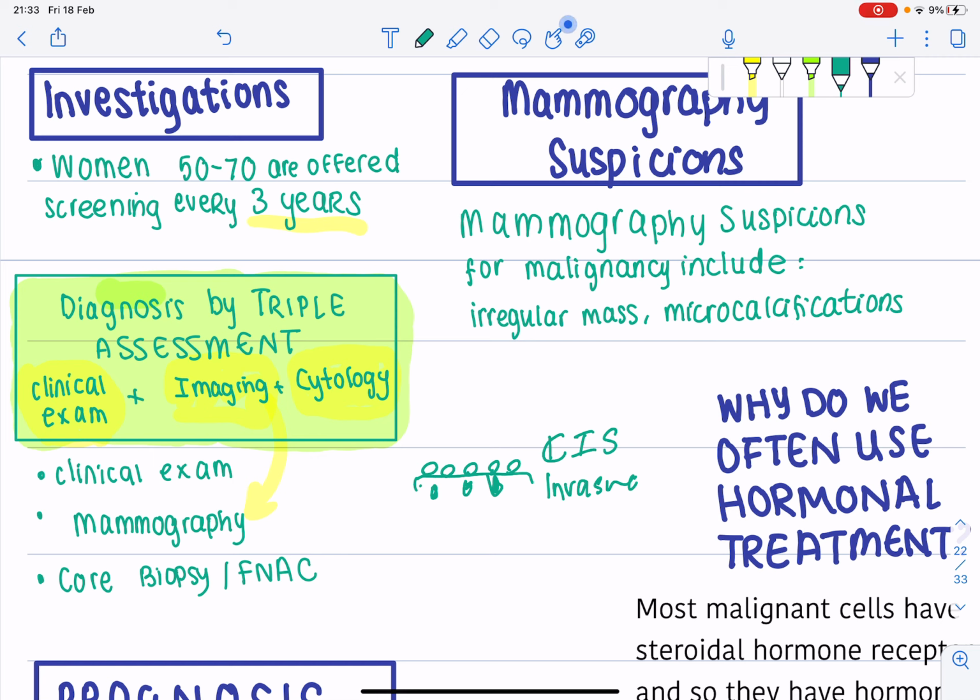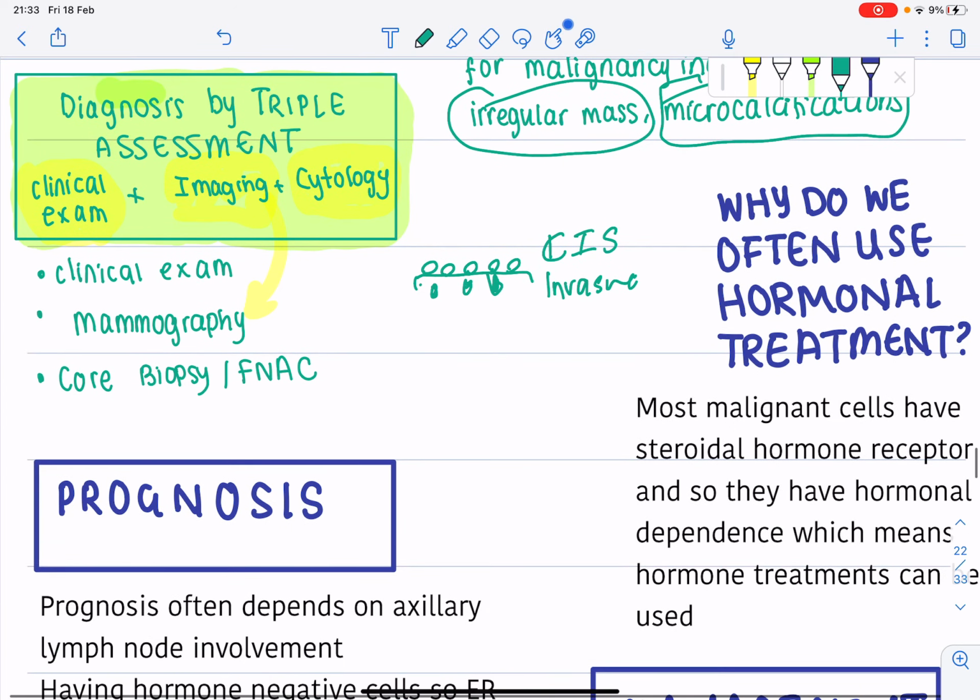So what kind of mammography suspicions should we be looking out for? You might want to look out for an irregular mass seen on mammography and microcalcifications as well. Okay?